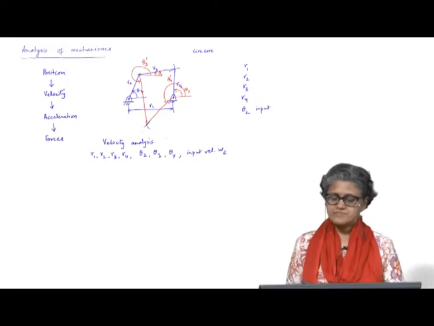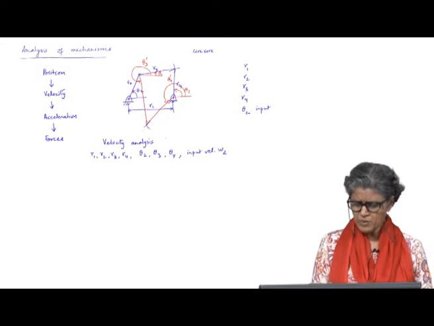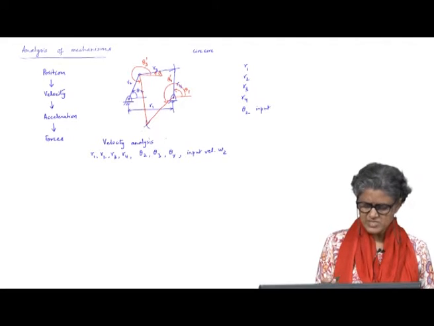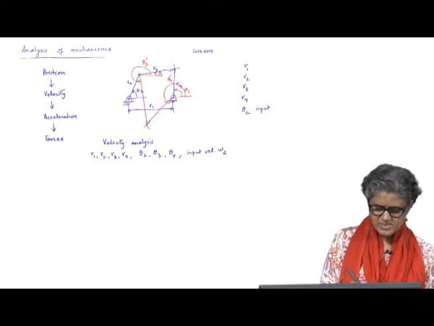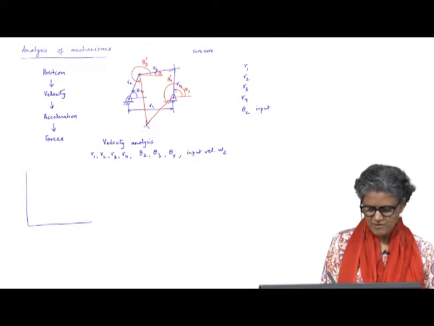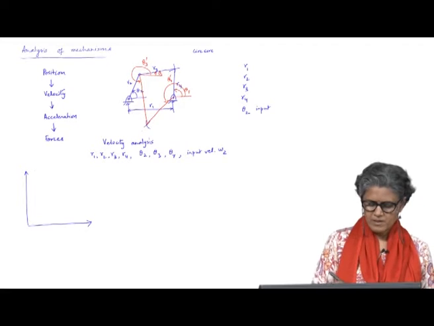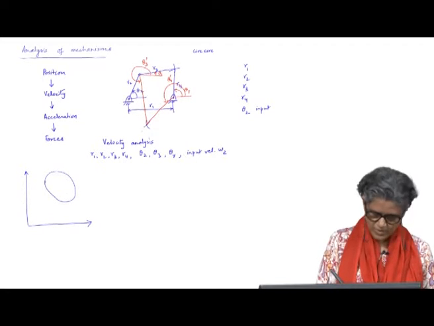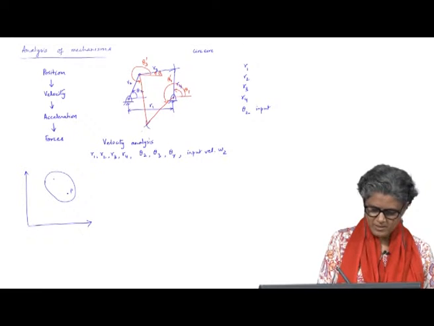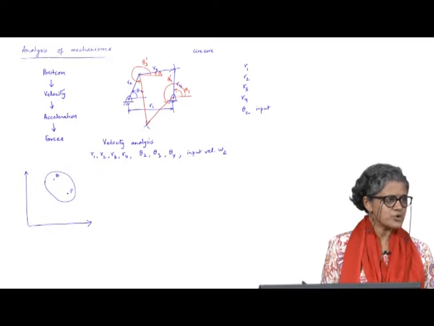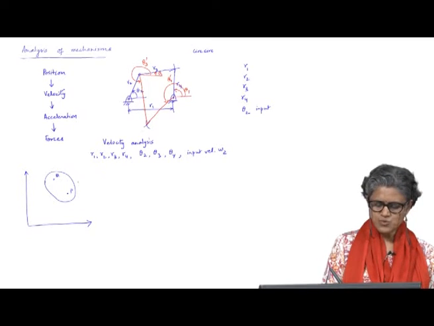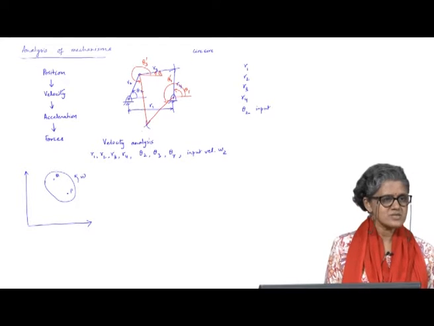So, let us look at how we would do this velocity analysis, and it is based on this concept of relative motion. Let me take this simple case. You have a rigid body, and say you have a point P and a point Q. P and Q are 2 points on a rigid body that is moving with some angular velocity omega.